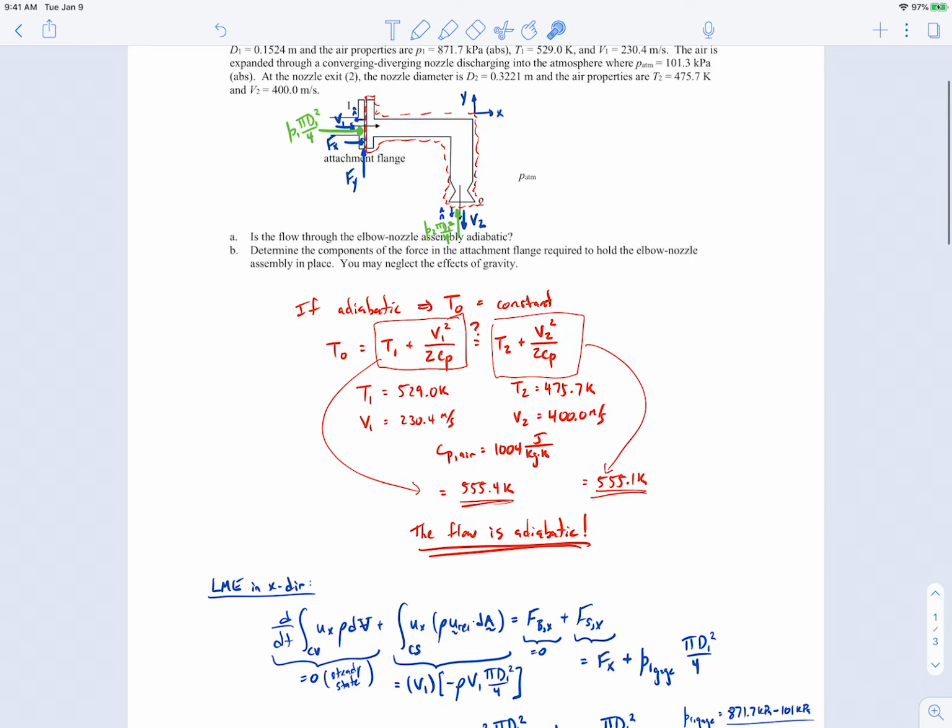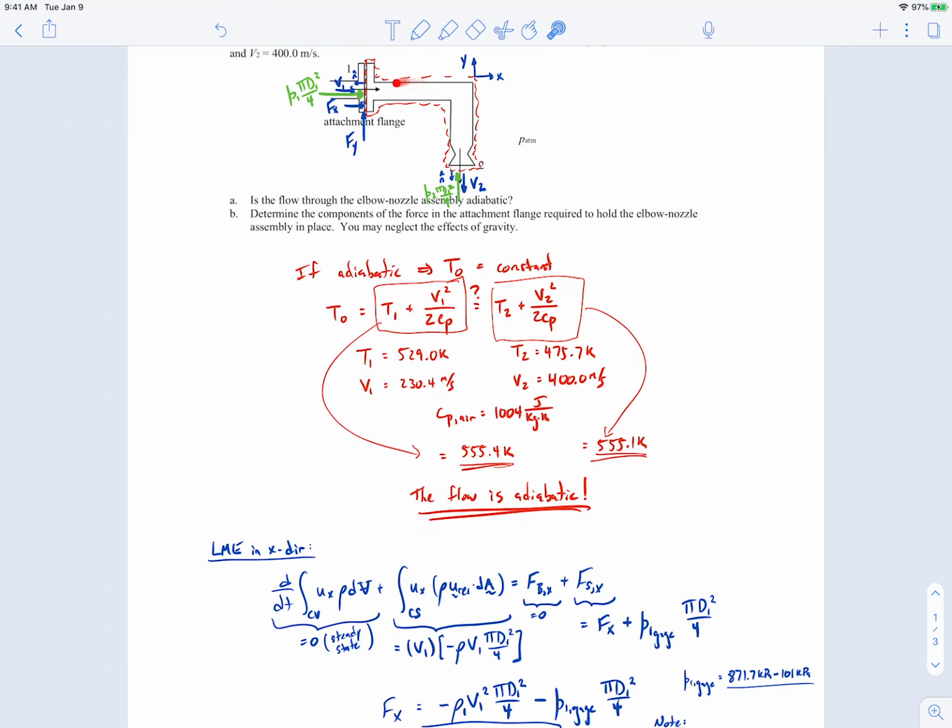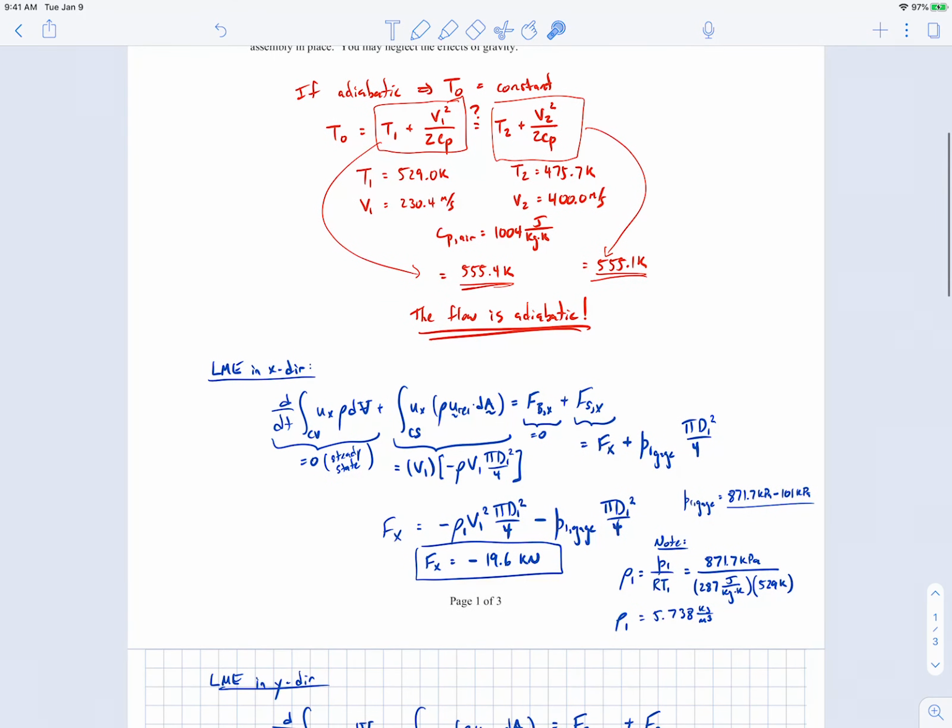Just a quick recap. We checked, first of all, to see if the flow was adiabatic by seeing if the stagnation temperature was a constant. We found indeed it was adiabatic. And then for the second part of the problem, to find the force, we applied the linear momentum equation on this control volume using that coordinate system. The only real complications in that linear momentum analysis were, number one, we had to find the density at the inlet. There we used the ideal gas law because we're dealing with a compressible gas.